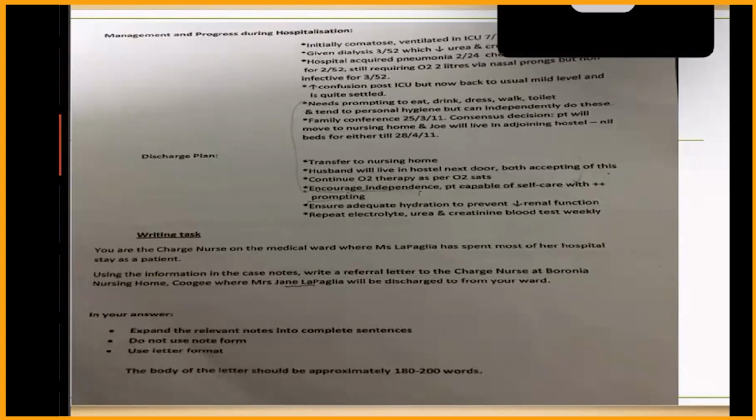Now, what do we have to do? Using the information in the case, you have to write a referral letter to the charge nurse at Boronia Nursing Home. Here we know that she is admitted in the medical ward. Now she's going to be transferred after discharge to Boronia Nursing Home, which means once she's discharged from the hospital, she will be transferred there. And we are writing to the charge nurse there. Did you all understand the background?